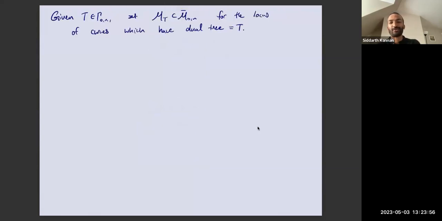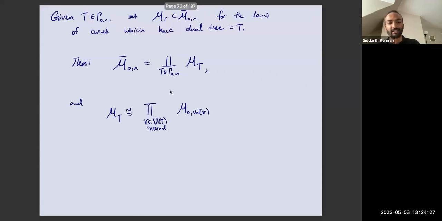Yeah, okay, so now we can chop up our space based on the underlying tree. Given an n-marked stable tree T, we let M sub T be the locus of curves that have that dual tree. So M0,n bar is a disjoint union over these trees of these M sub T's. You take every curve here and you put it in a bucket corresponding to which underlying dual tree it has. So this is some stratification.